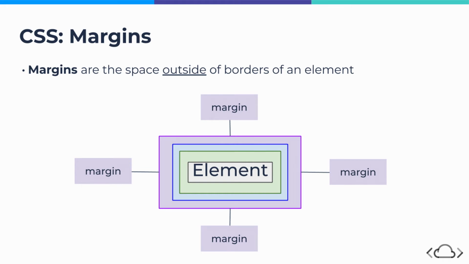Margins are the space outside the borders of an element. Taking a look at the diagram here, we can see that the margin is the purple area that exists outside the blue area, which is the border of the element.